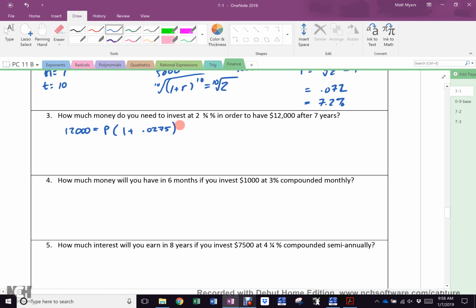So 12,000 is what I have now, equals P, 1 plus, what's 2 3/4%? 0.0275 to the 7th, because I have 7 years. Then I just solve this. So I get P by itself by dividing both of these by 1 plus 0.0275 to the 7th. So I divide that by 1.0275 to the 7th. And that gets me an answer of, again, because I don't have a calculator, I've only done the algebra on my key. All of you have already done this, so you should just be saying the number that you have written on your sheet.